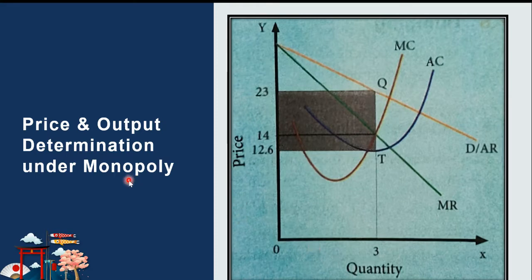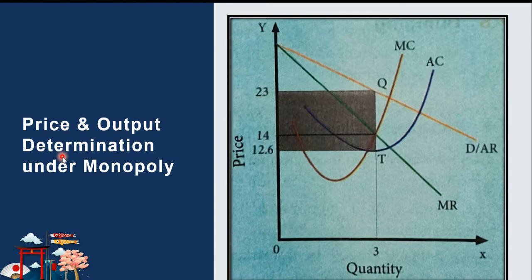Next the important part is price and output determination under monopoly. Because I said when I was explaining the perfect competition itself, only if you understand the price and output determination under perfect competition, you will be able to understand the price and output determination under monopoly and monopolistic competition. Without that, you cannot come directly to this.